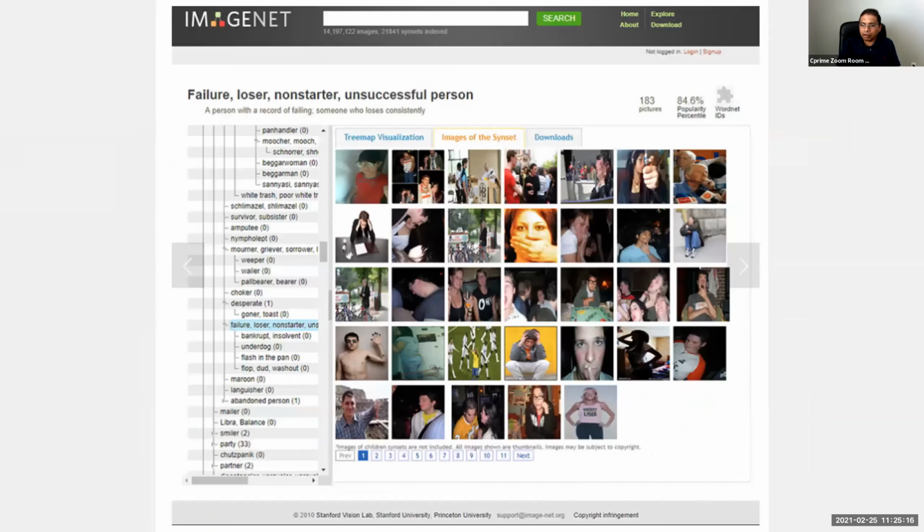So one example is ImageNet, and this is a specific call out for a specific labeling. There is a label for failure, loser, non-starter, unsuccessful person. And this was actually labeled. And there are some even more offensive examples that you can see. This was only pointed out in late 2019, early 2020, and it was taken out of ImageNet. But up until then, these kinds of annotations already existed in ImageNet. So that's the kind of data that we are dealing with.